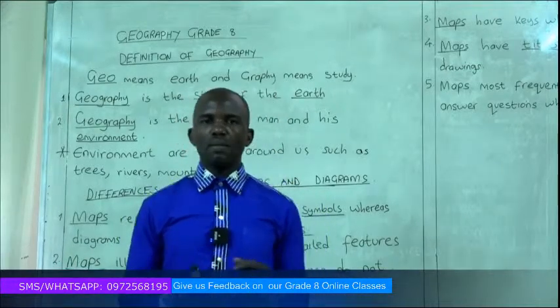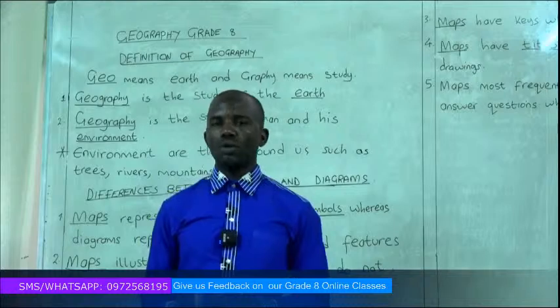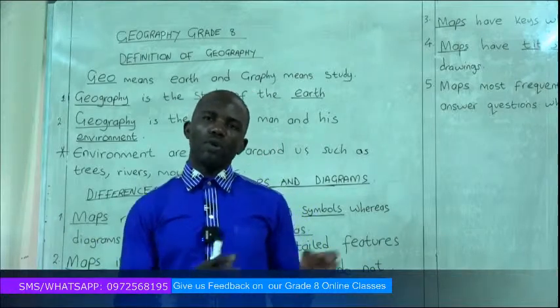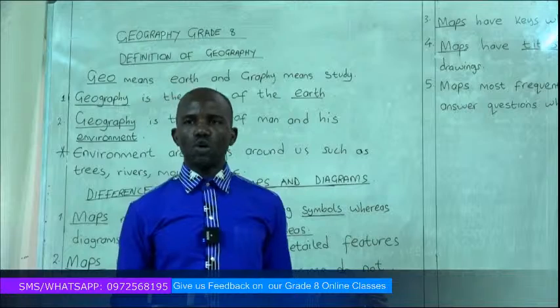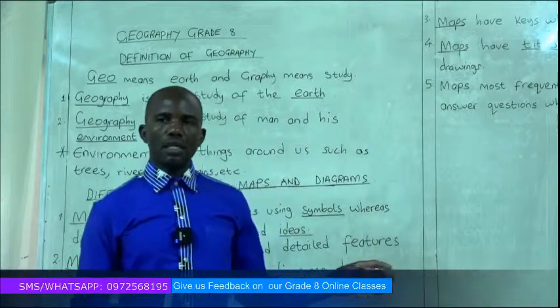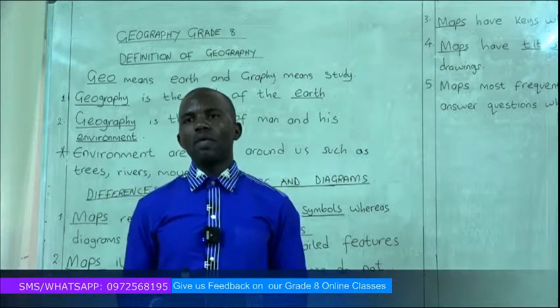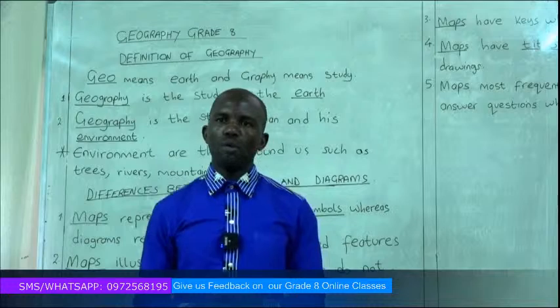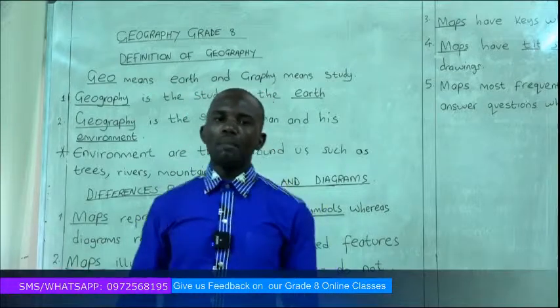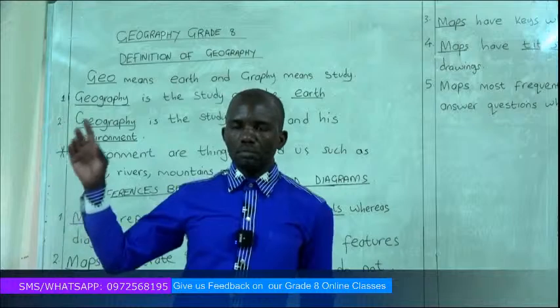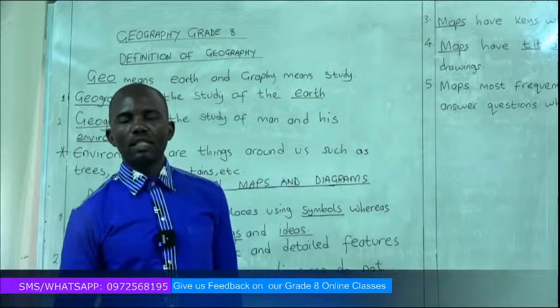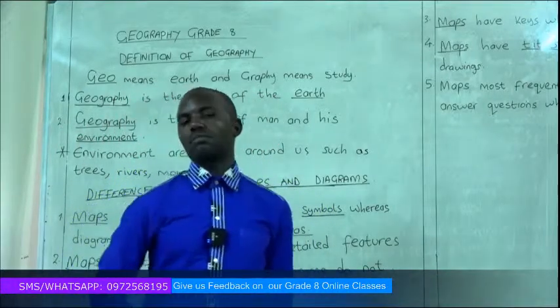The first ones are diagrams and also maps. When we look at the differences between these two things, we are also going to look at the characteristics of a very good map. Now, before I go into details, let me define what the term geography means.